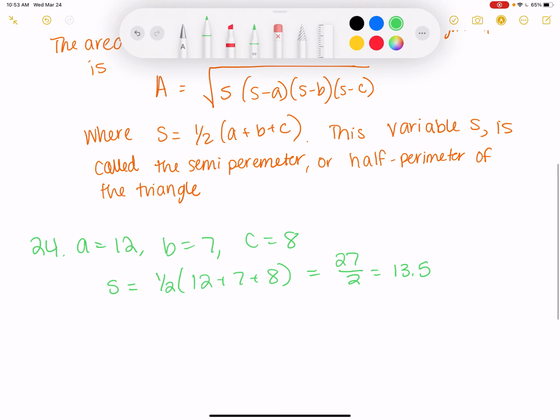How did you do that? Never mind. It's literally simply 27 over 2. I was looking at something different, and I was like, how did you do that so fast?